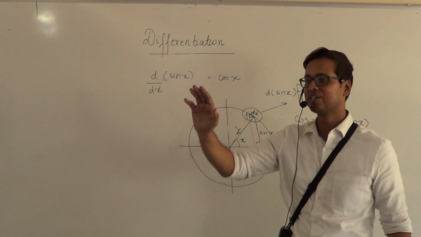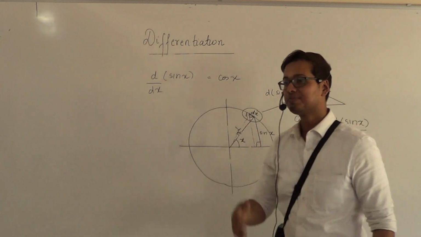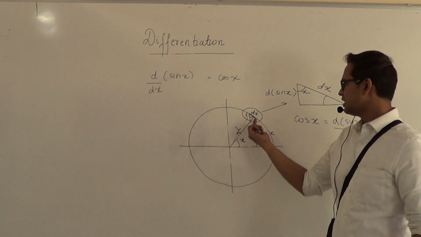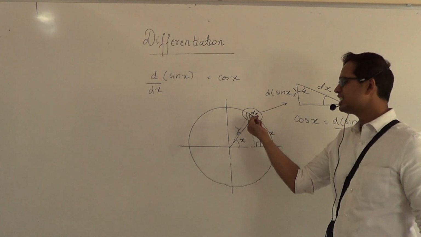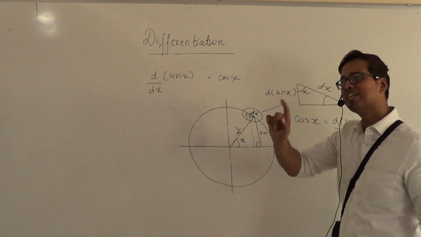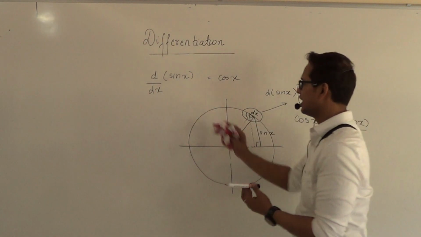Clear? Derivative of cos x. Change in the angle, there will be a change in this direction, so it will be a negative change there. That's why it becomes negative sin x.